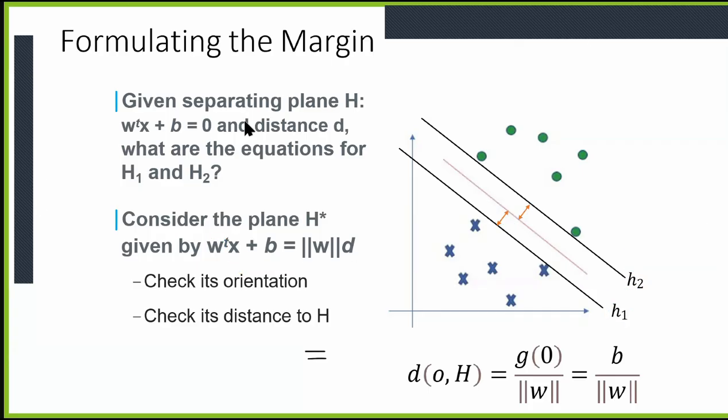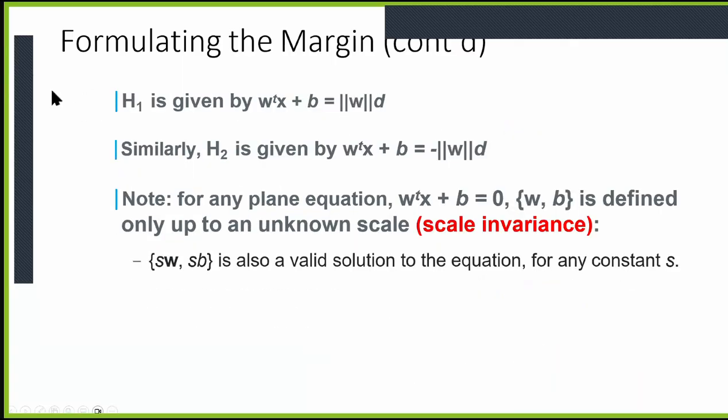So this is basically the idea, which is what I've just written: H2, the positive side hyperplane, is defined as this. The negative side is defined by this equation, with the scaled distances.